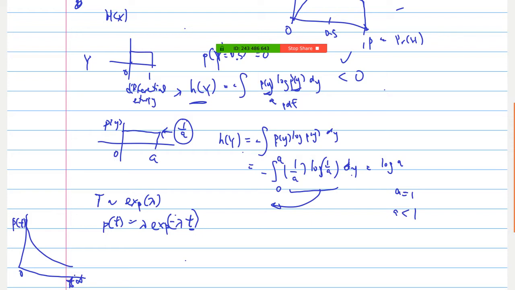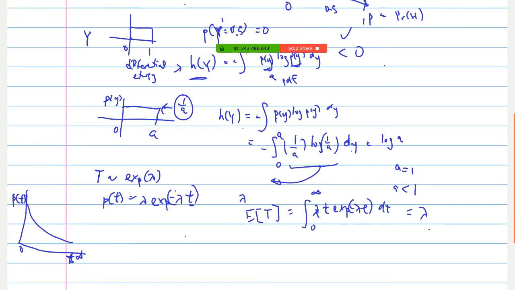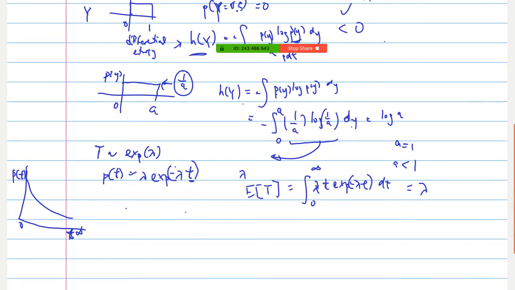You can verify that the mean of this distribution is lambda. That is, if I compute the expectation of t, the integral of lambda t exponential of minus lambda t dt, supposedly I should get lambda. So then if I want to compute the differential entropy for this distribution, it is equal to the integral of p(t) log p(t).